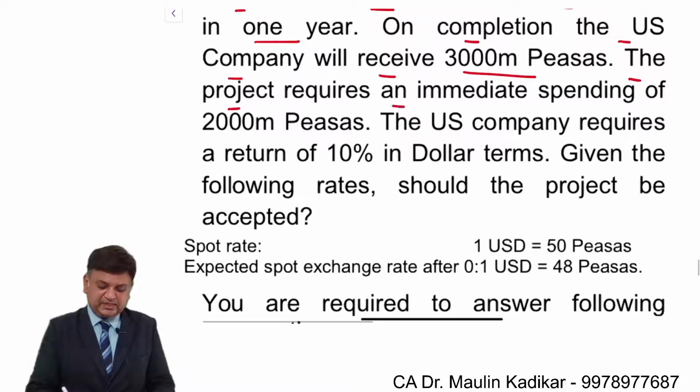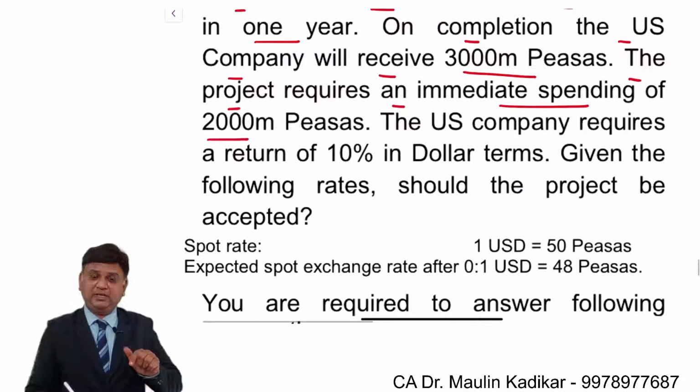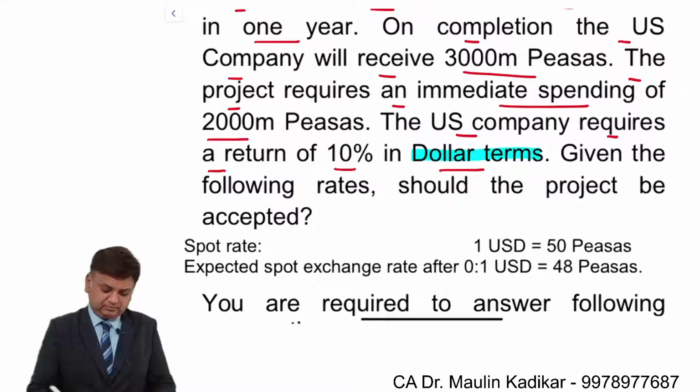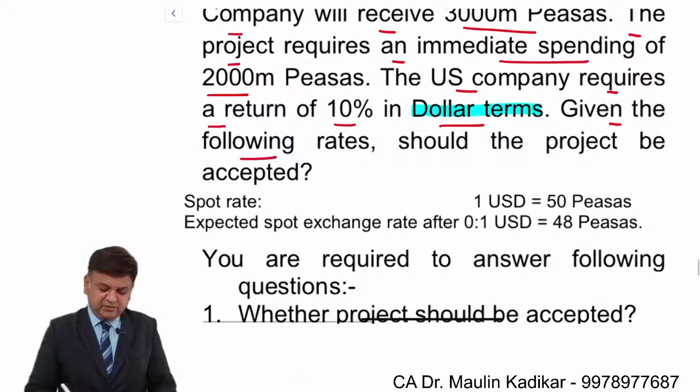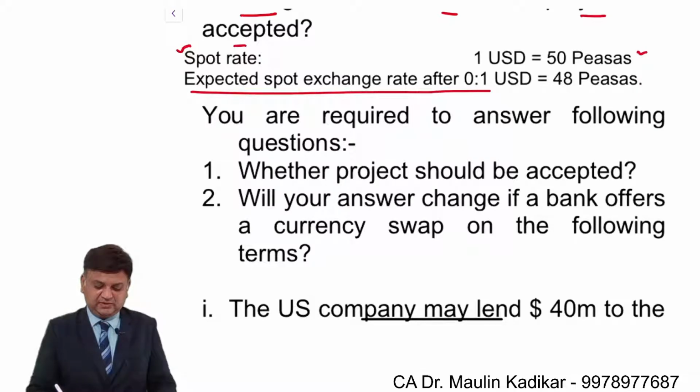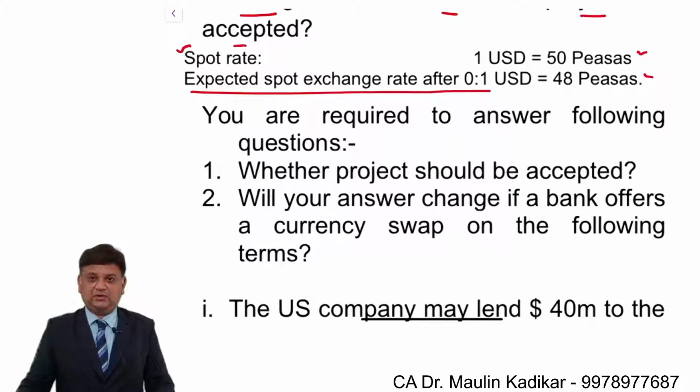The project requires an immediate spending of 2,000 million pesos. The US company requires a return of 10% in dollar terms. Given the following rates, should the project be accepted? The spot exchange rate is 50 pesos per dollar, and the expected spot exchange rate after 1 year is 48 pesos per dollar.